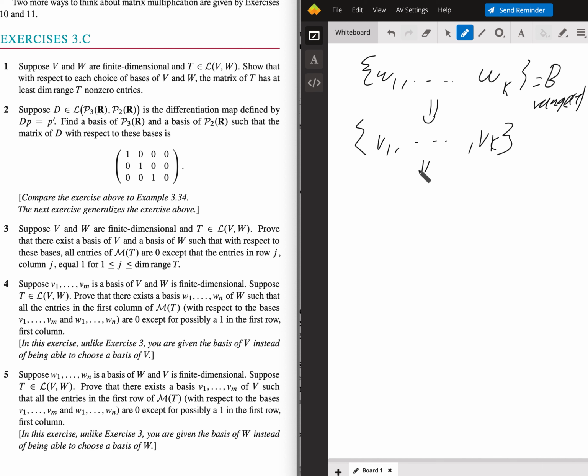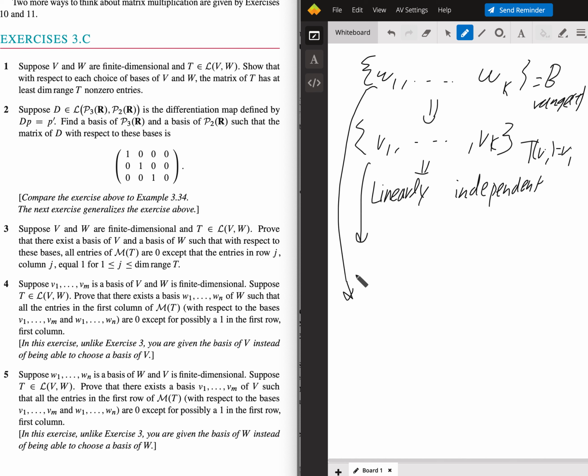V1 through VK is linearly independent, right? Where TV I is equal to WI for all I between 1 and k, and so on. So you have that V1 through VK are in fact linearly independent, which means, and this is very important, you can extend these two bases to full bases in V and W, right? And once you are able to accomplish that, you're done. You're basically done, at least.